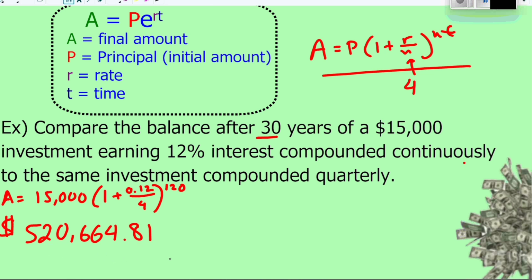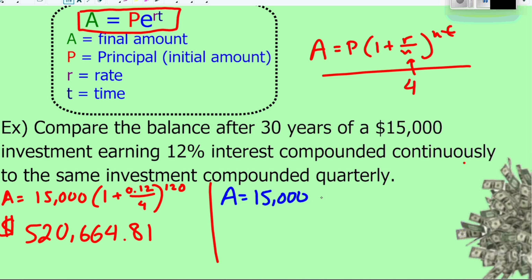Anyway, let's try the same thing with A equals Pert. Okay, so maybe take an educated guess. Do you think by compounding continuously, which is more than quarterly, it's going to give you a bigger or a smaller number? So we'll try it here. So A equals Pert. Again, I don't know the final amount. The P is that initial 15,000.